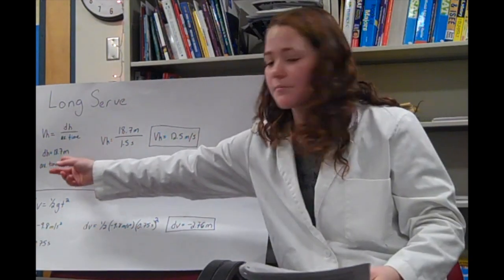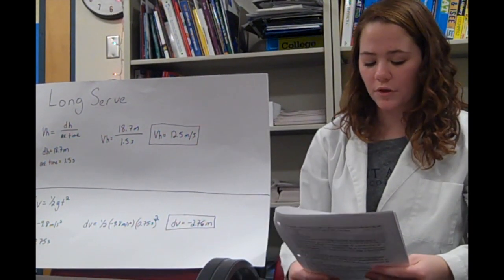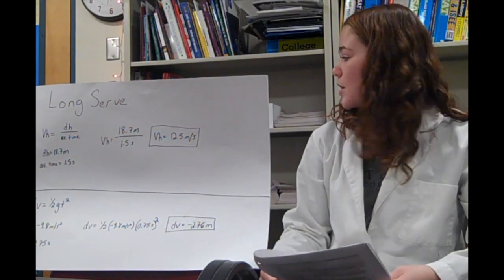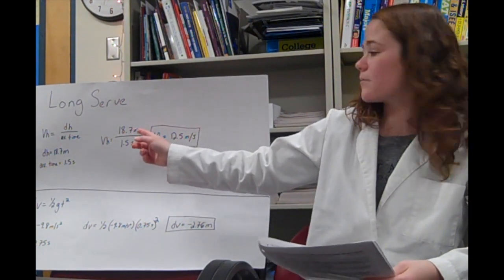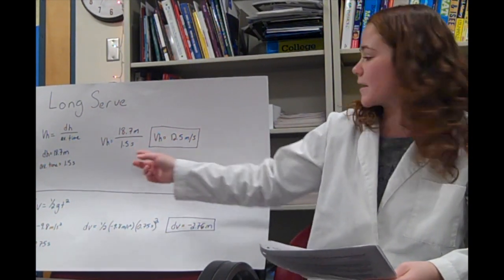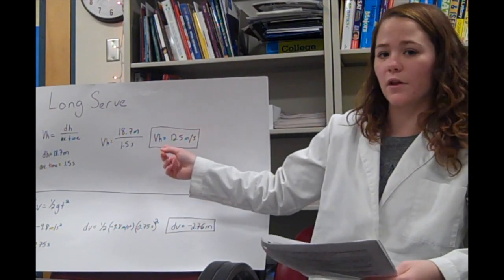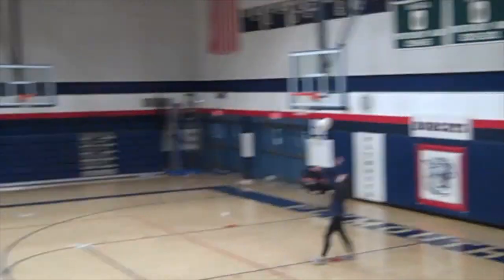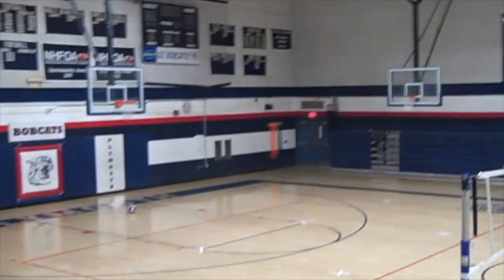The distance is 18.7 meters. Also, we'll use the average time of Christina's serve of 1.5 seconds. We use the distance of 18.7 meters and divide it by 1.5 seconds to get the horizontal velocity of 12.5 meters per second. Now on to calculating how far the ball falls vertically.